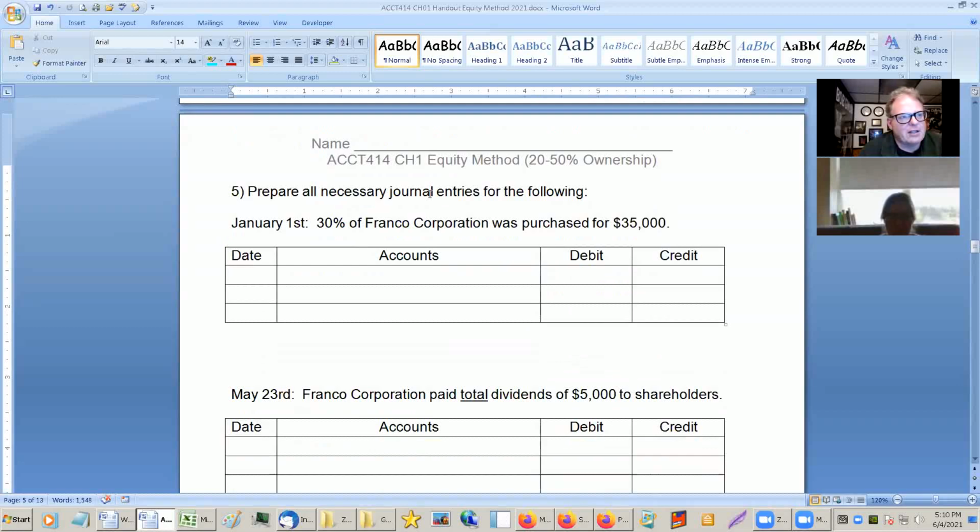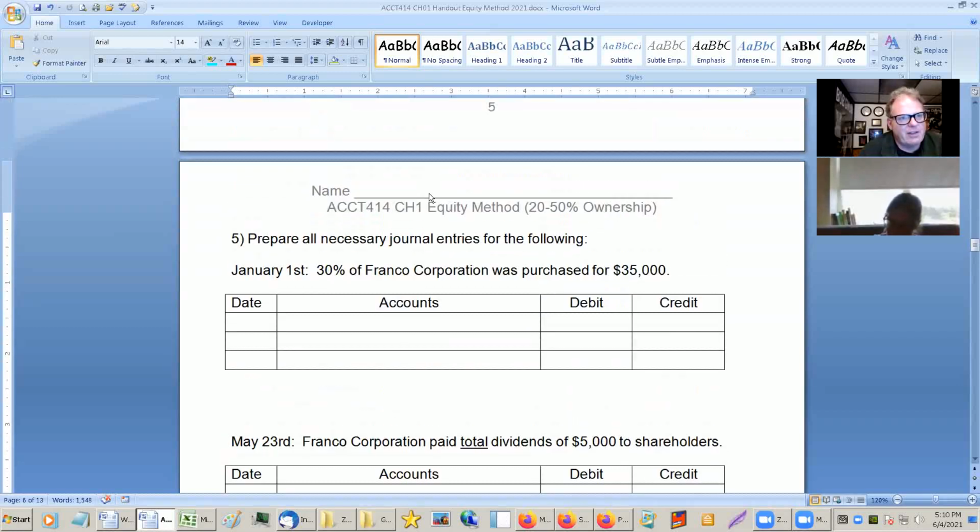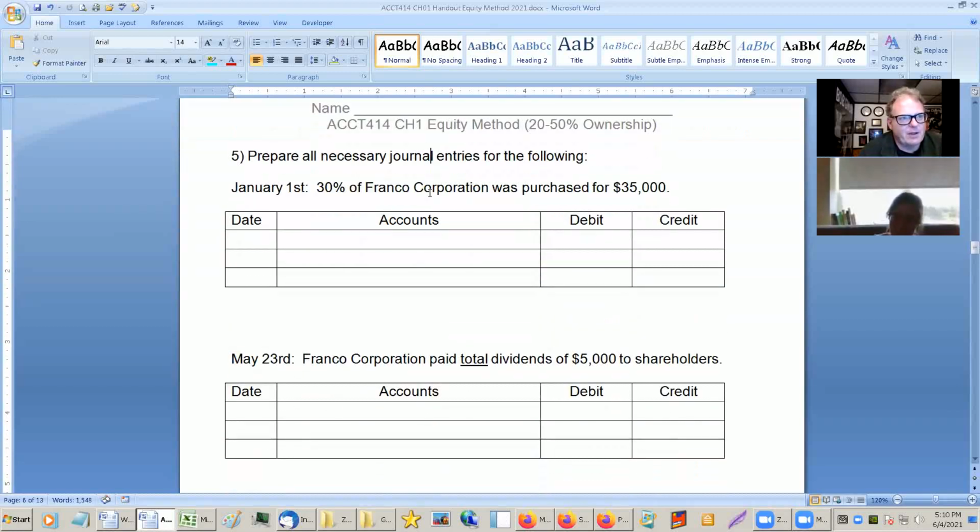All right, so number 5. I think this should be on page 5. Yes, I got my numbering out of whack here. So basically, we're going to start talking about some of the equity method and the journal entries. How well do you do journal entries? Are you comfortable with them or not really? No, I'm pretty comfortable with them. Sometimes I mix stuff up, but for the most part, I think so.